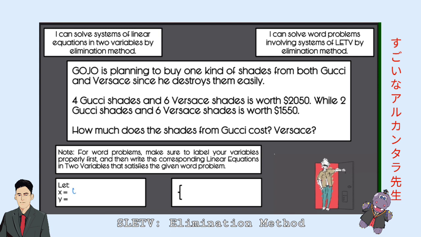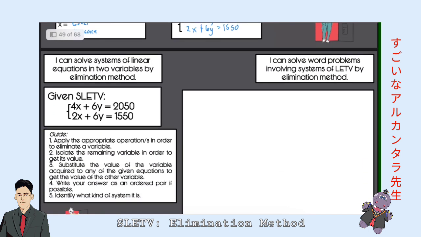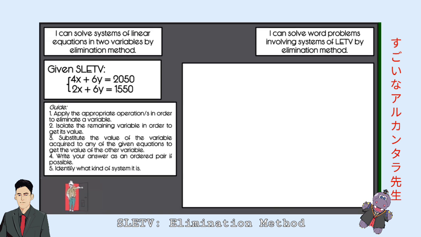Let X be the Gucci shades. Let Y be the Versace shades. So for our first equation, it says there, 4 Gucci shades, so 4x, 6 Versace, so 6y, equal to 2050. Next, you have 2 Gucci shades, so 2x, and then 6 Versace shades, 6y, equal to 1,550. So now, what we will do is eliminate a certain variable. In this case, we're going to eliminate the 6y part because they are the same thing. All are positive, so we will do subtraction.